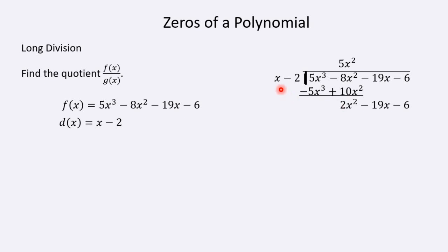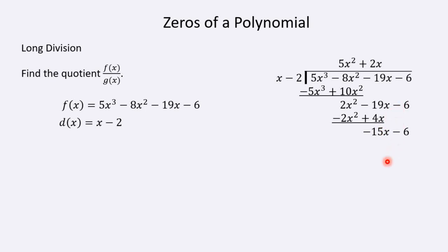2x squared divided by x is 2x. So I put the second term in the quotient up here, and I'm going to multiply that 2x by x minus 2. So 2x times x will give me 2x squared, and 2x times negative 2 will give me negative 4x. So I subtract this from 2x squared minus 19x minus 6, which means I have to distribute this negative. This becomes negative 2x squared and positive 4x. And then I'm just going to combine the like terms. Negative 19x plus 4x makes negative 15x, and I bring down the negative 6.